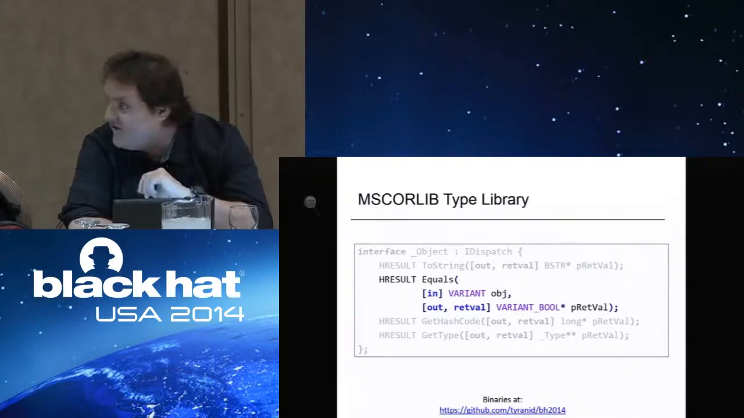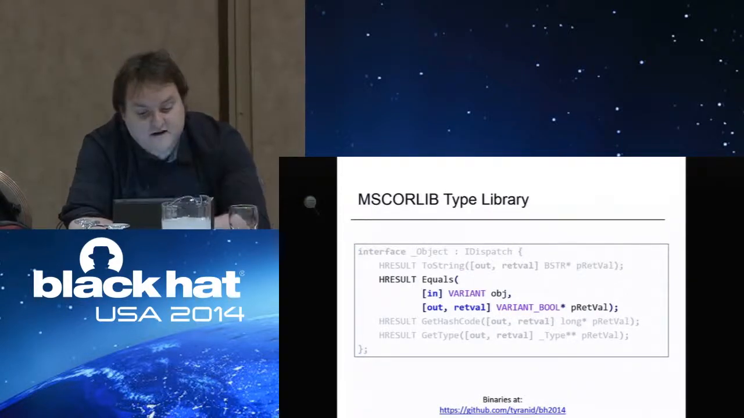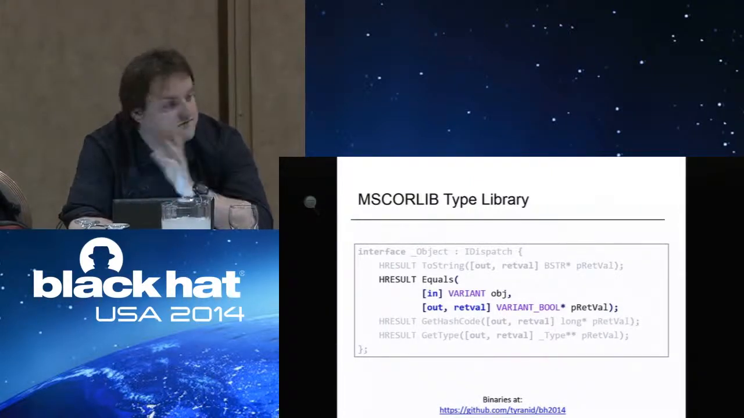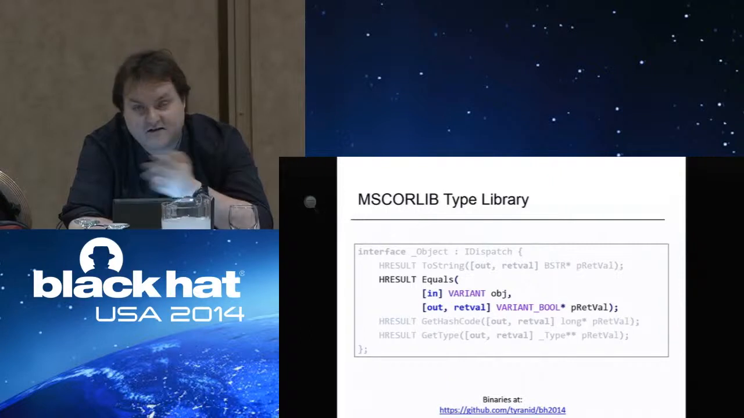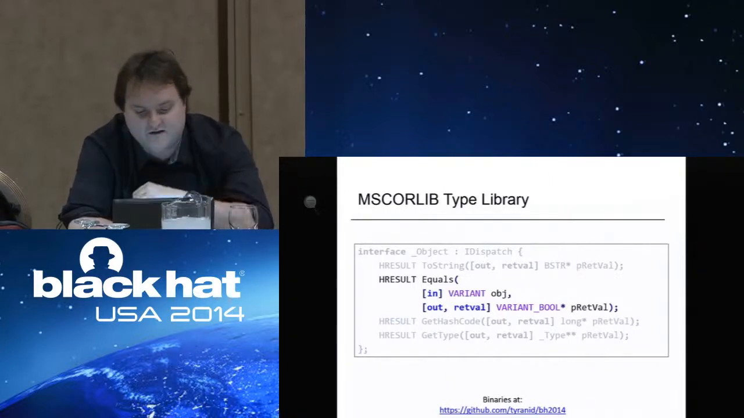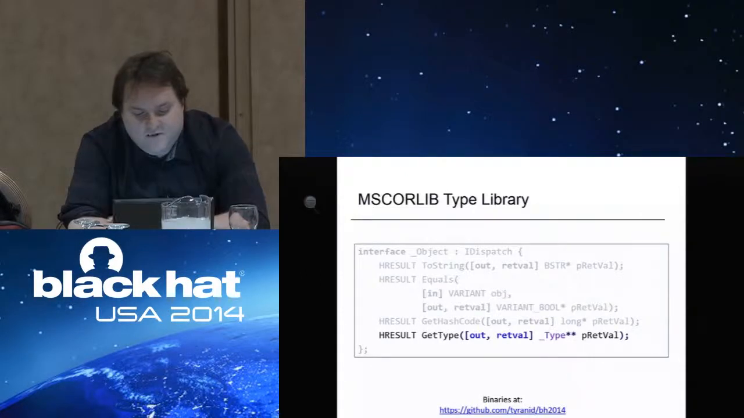And there are two very interesting functions. The first one is Equals. The reason Equals is interesting is you can pass arbitrary objects to it. That's kind of cool, because it's a variant, and variant is the COM way of passing arbitrary data to a function. But the one which really caught my eye is GetType. And GetType is a function which, probably unsurprisingly, returns you a Type object.